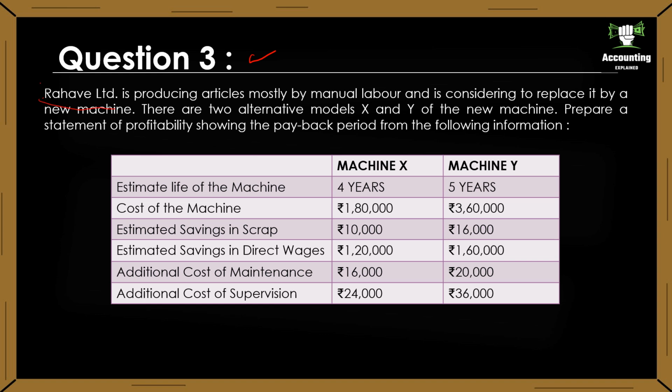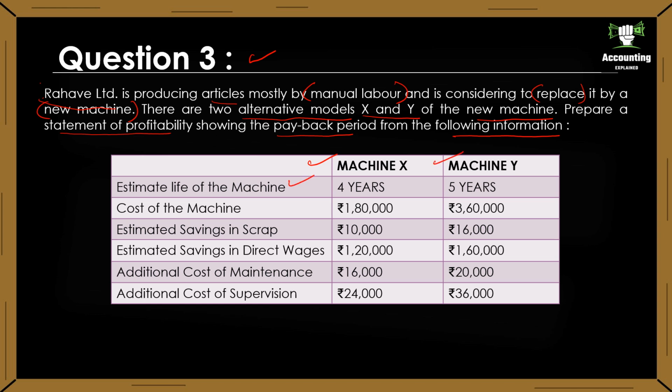The question is as follows. Rahavi Limited is producing articles mostly by manual labor and is considering replacing it with a new machine. There are two alternative models, X and Y, of the new machine. Prepare a statement of profitability showing the payback period from the following information. So the information is they have given machine X and machine Y.